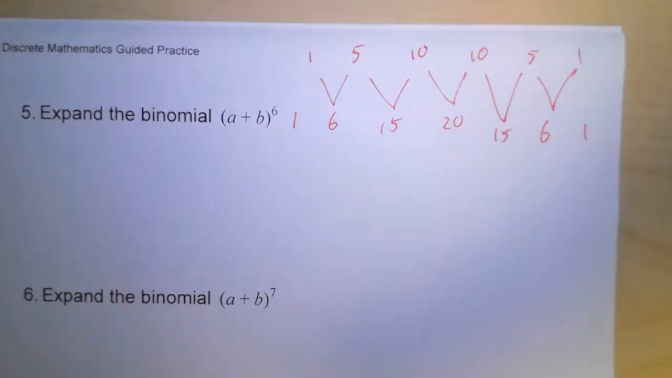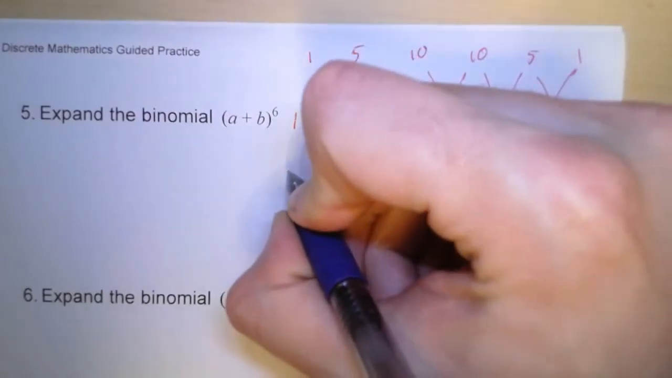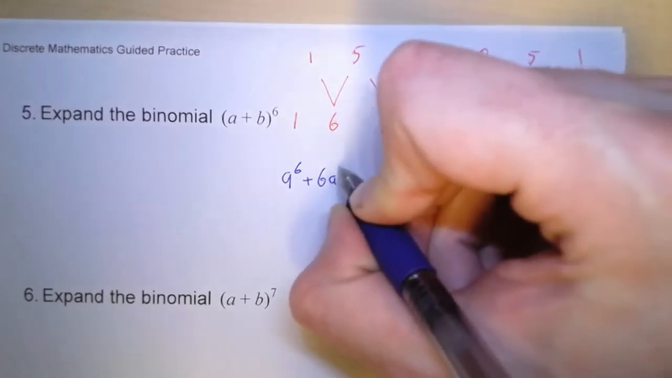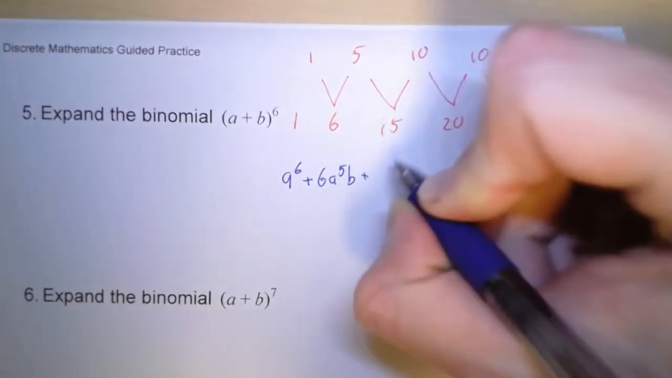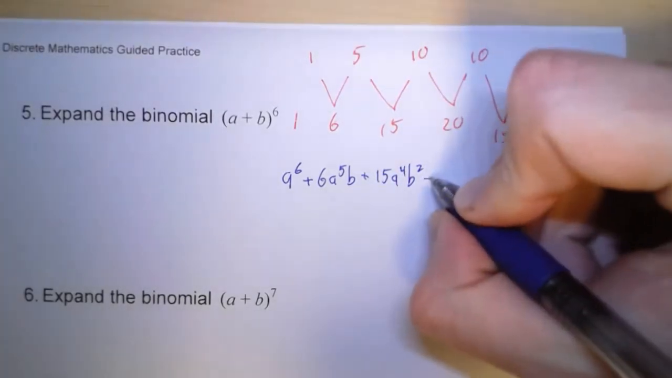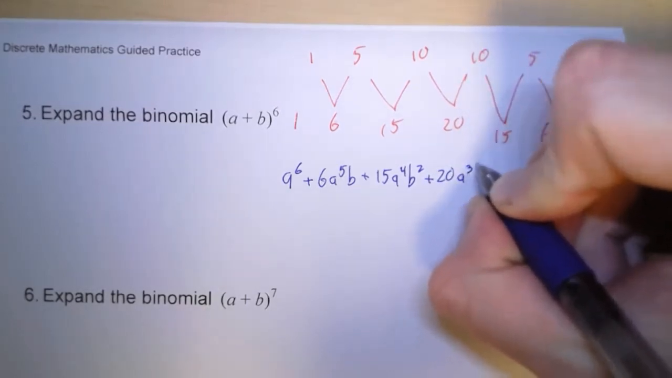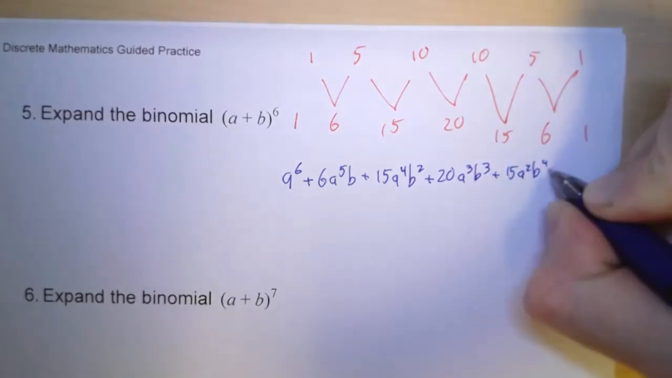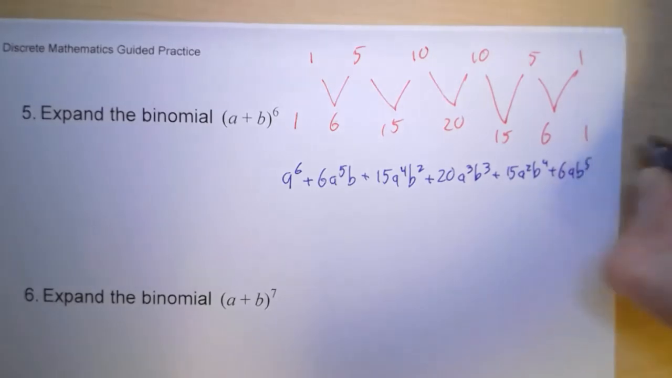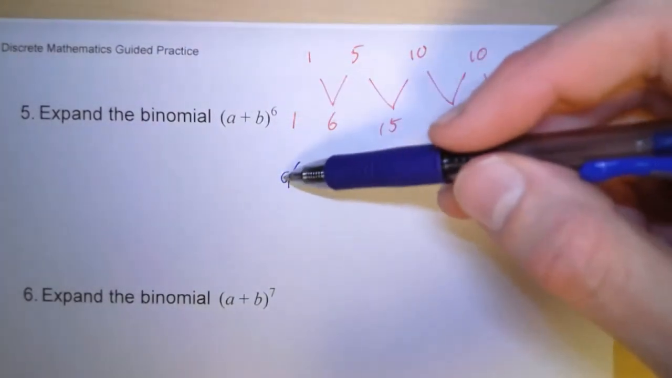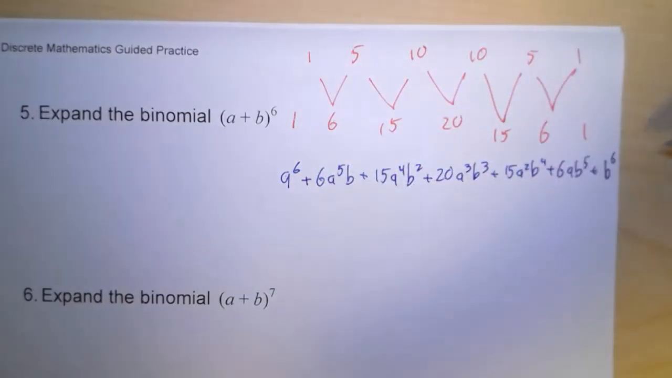So that means that we're going to start with 1, which we don't need to write, times a to the 6th, plus we have 6, now the power of a goes down, a to the 5th b, plus 15, a to the 4th b squared, plus 20, a cubed b cubed, plus 15, a squared b to the 4th, plus 6a b to the 5th, plus 1, which should be b to the 6th right there. So we just take the coefficients, and we start with the a with the high power, and it goes down, and then b's exponent goes up.